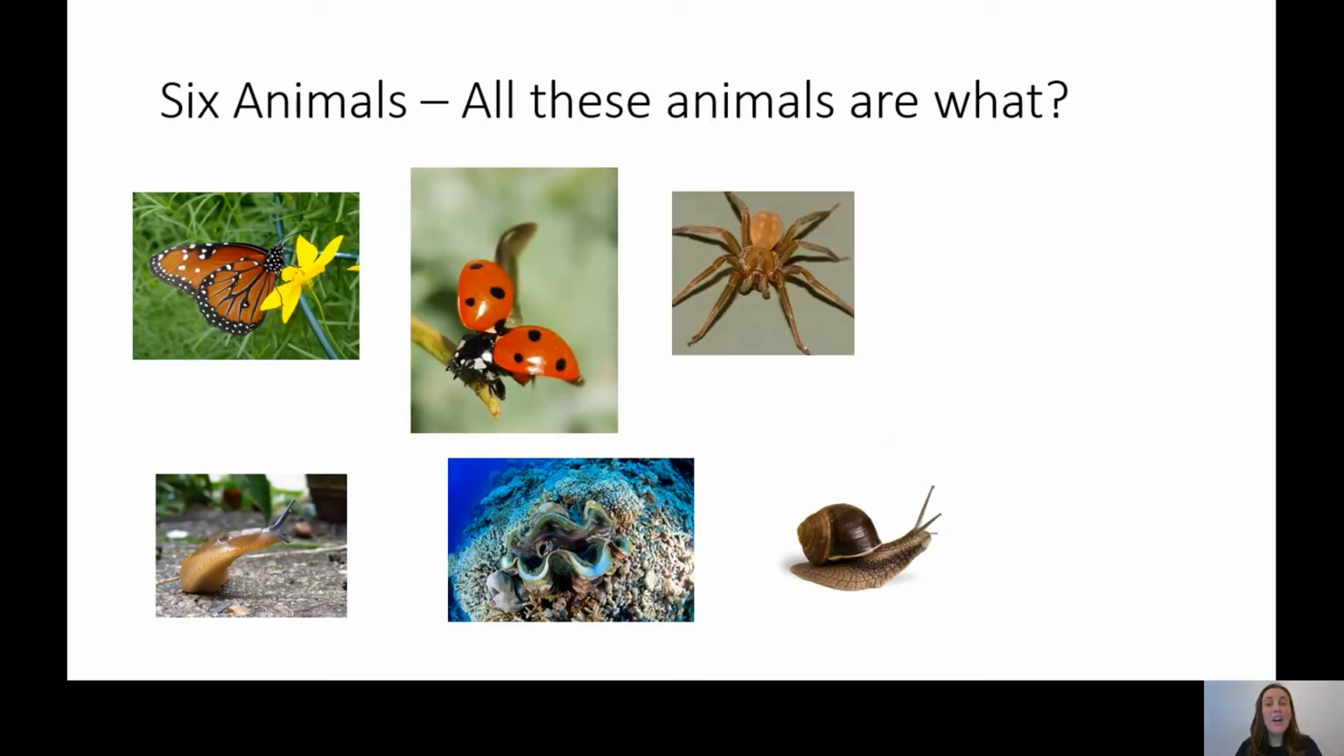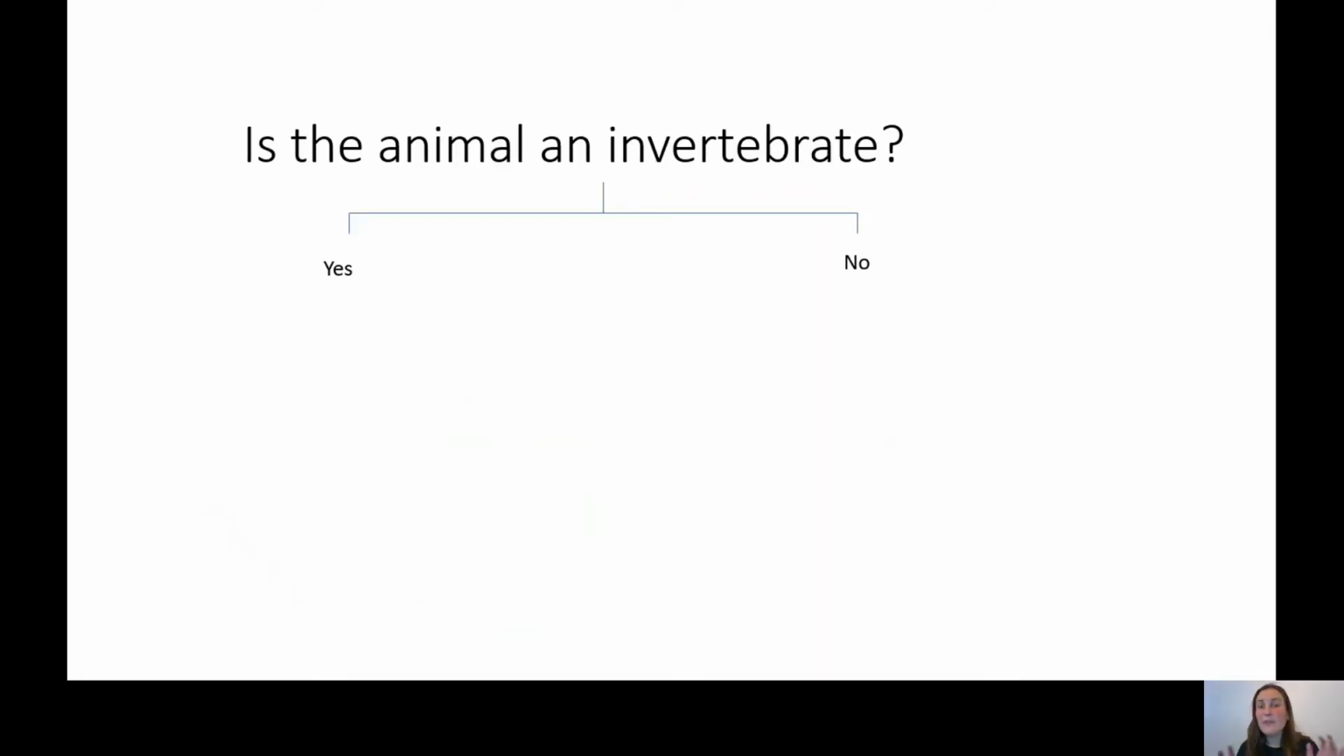We're going to create our own classification tree today. So we've got these 6 animals. Who could tell me, what are all of these animals? They're all types of what? I'm going to give you 10 seconds to have a quick think about it. Well done, Year 2. They're all types of invertebrates.